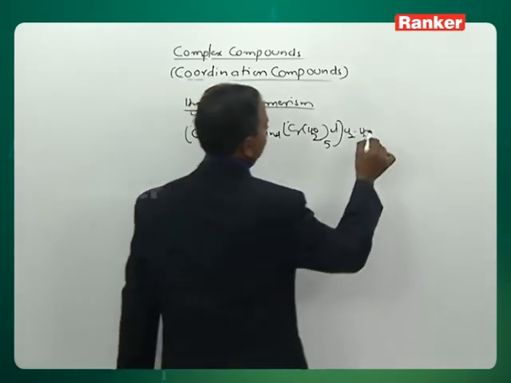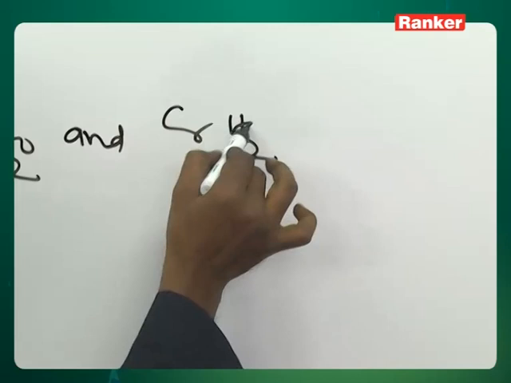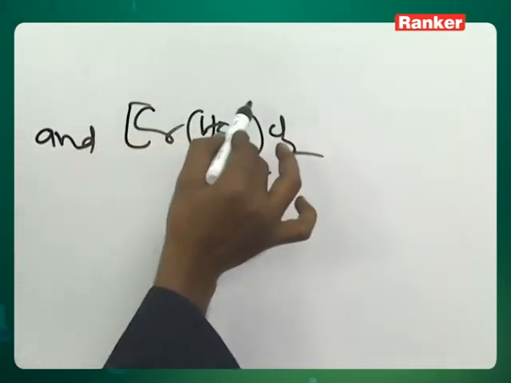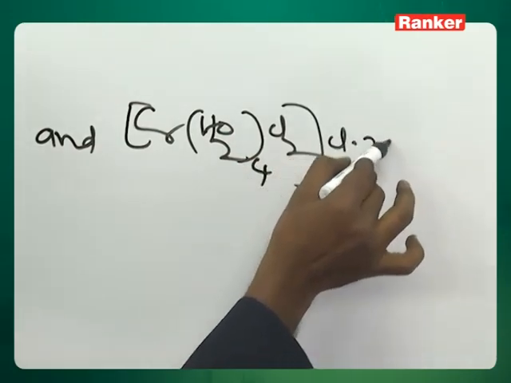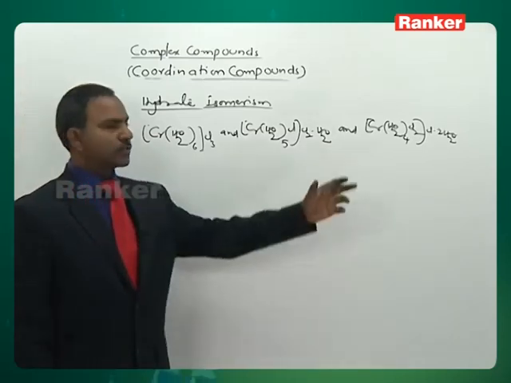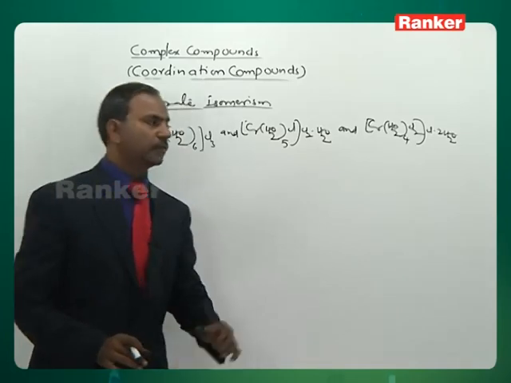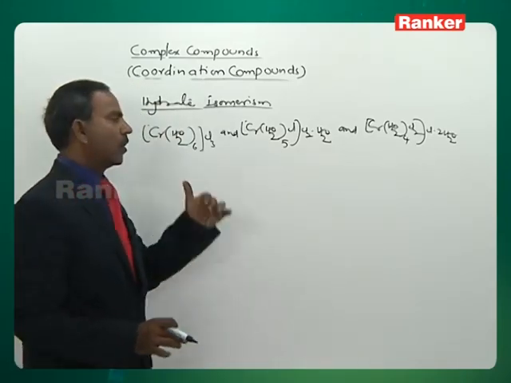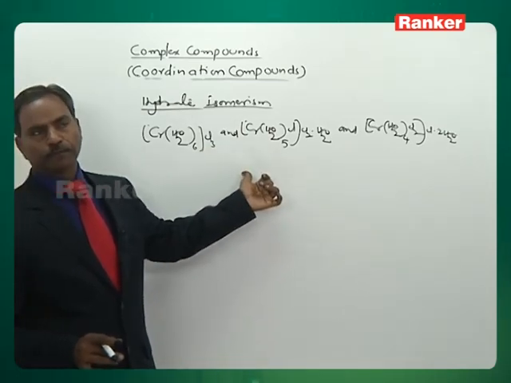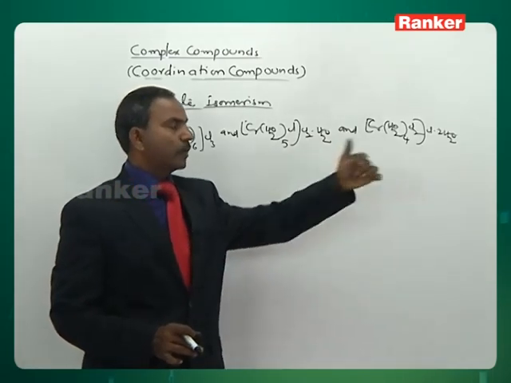Next, one more: Cr, H2O taken 4 times, Cl2, Cl, 2H2O. Look here. The complex compounds have the same chemical formula, but differ in the number of water molecules within the coordinate sphere and outer sphere. In the coordinate sphere, the first one has 6, the second one 5, the third one 4.